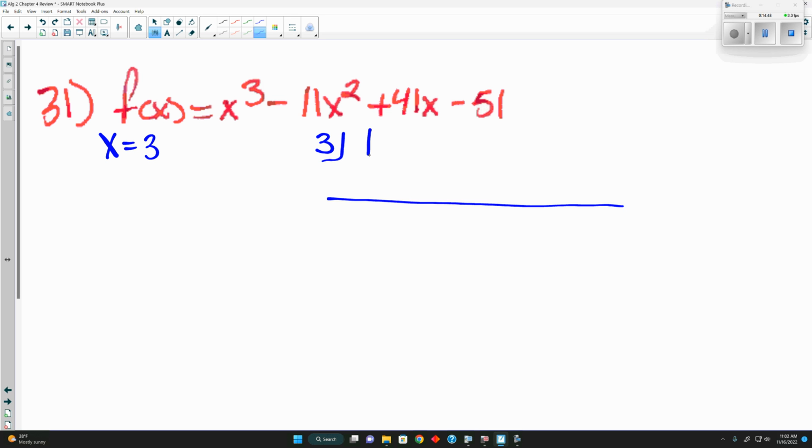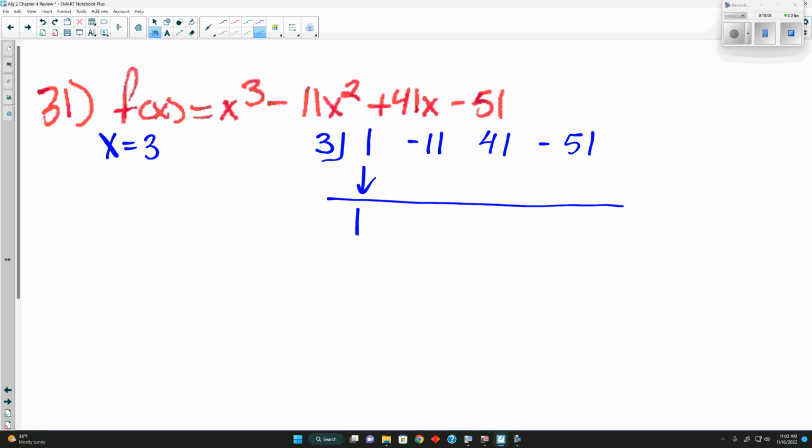1 for x to the 3rd, negative 11 for x squared, 41 for x, and negative 51. Now we needed to only really find at least 1, because if we have 1, then we can get it down to a quadratic and we could solve from there, guys. Now we do the synthetic division here.